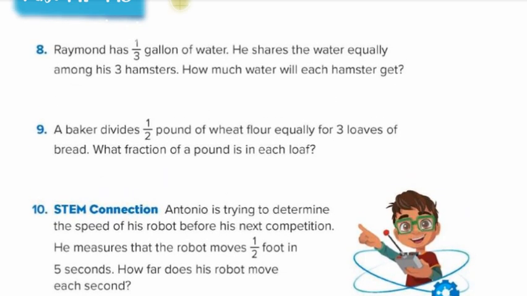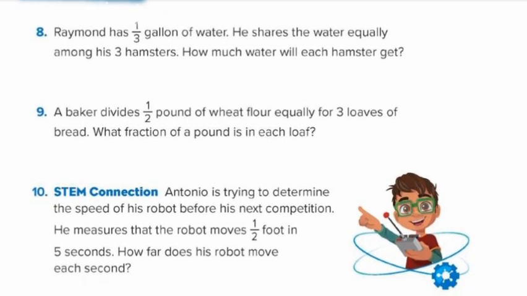Next question is question number 8. Before I answer, you try it by yourselves, 8, 9 and 10. Question number 8. Raymond has 1 over 3 gallon of water. He shares, that means divides, the water equally among 3 hamsters. Among 3 hamsters. This time he is not including himself.